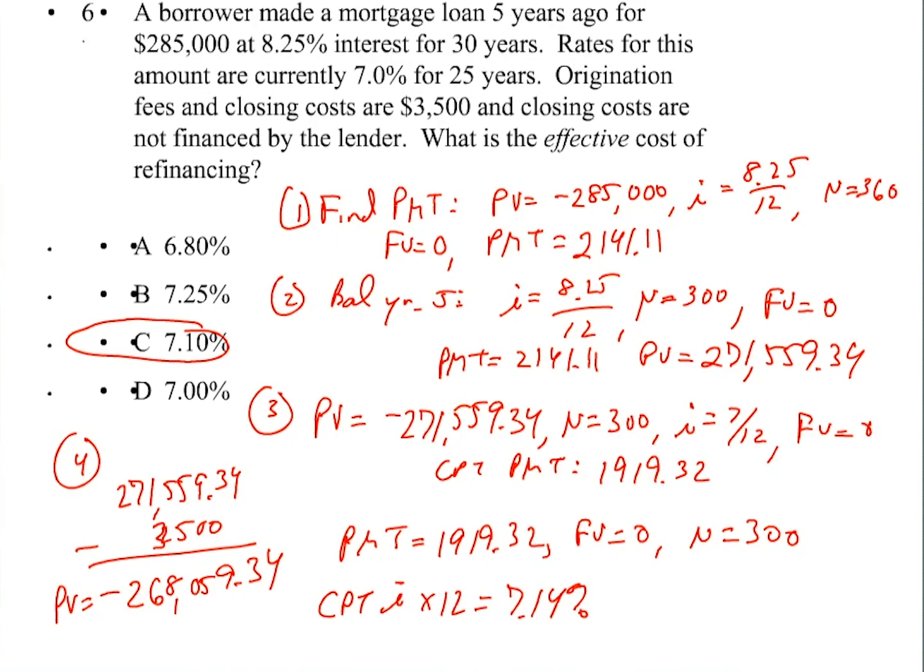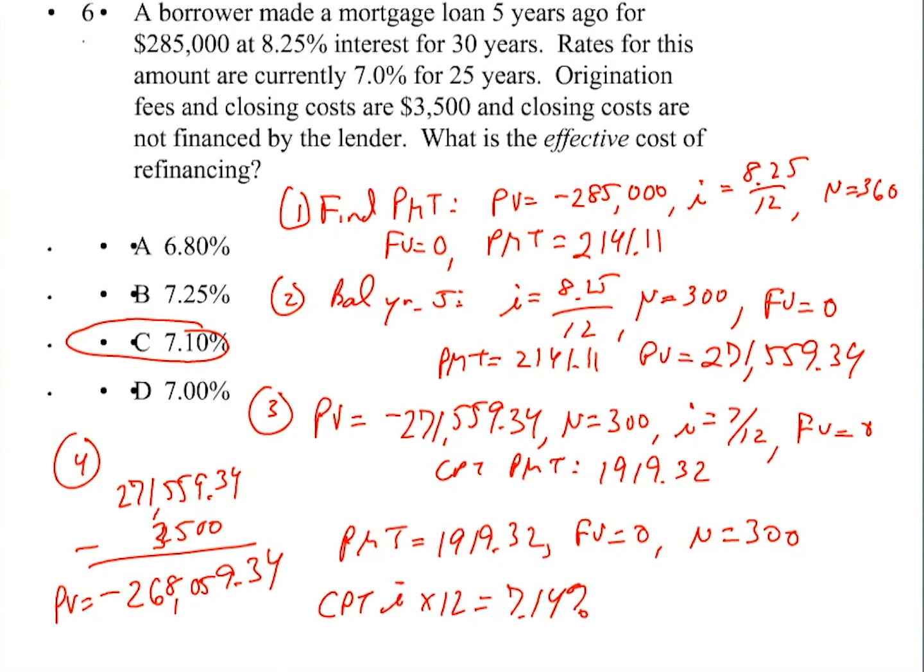Problem 6, in this case, we're looking for the effective cost of refinancing. Okay, and they're saying the origination fees and closing costs are $3,500, and the closing costs are not financed by the lender. So the first thing we have to do is say, the borrower made a mortgage loan 5 years ago for $285,000 at 8.25 for 30 years. So we'd say, what would have been the payment on that loan?